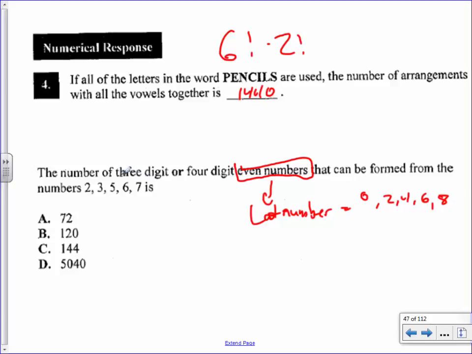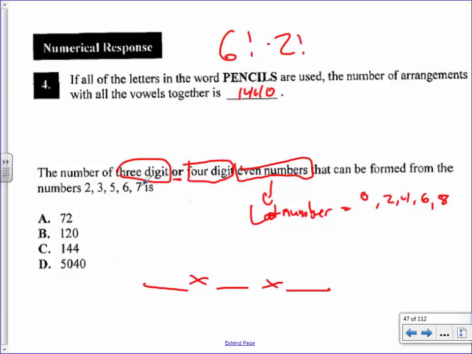Here's another twist. We want 3-digit numbers, or we want 4-digit numbers. You guys remember what OR means to do? Okay, so we need to add. So let's try it first. Let's try a 3-digit number. Here's a 3-digit number. How many choices do you have for the first number?